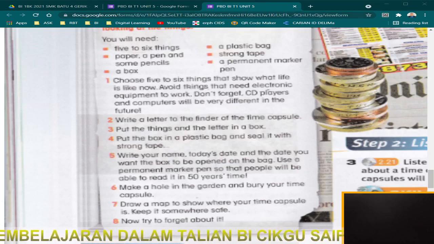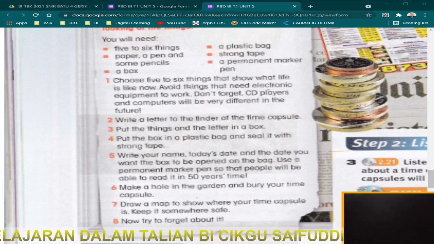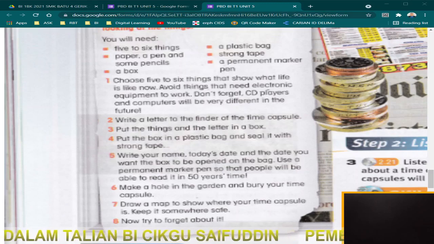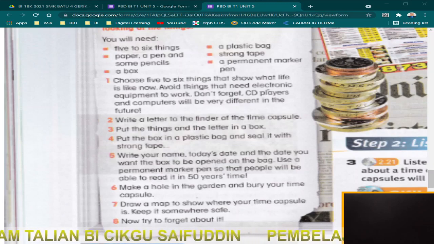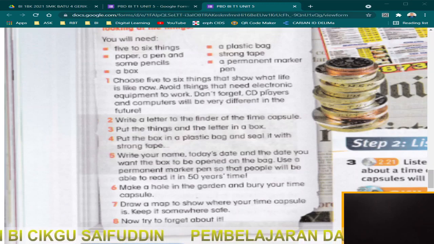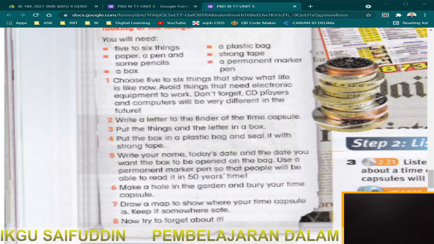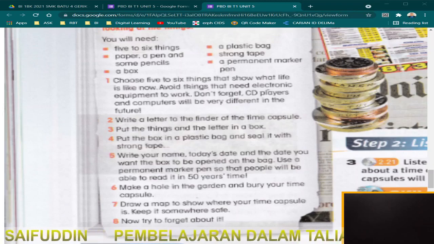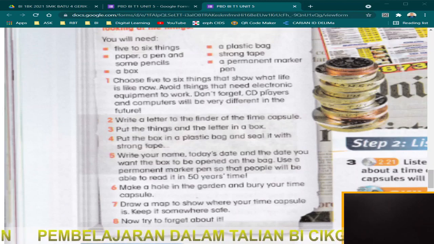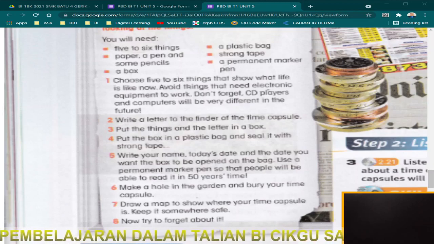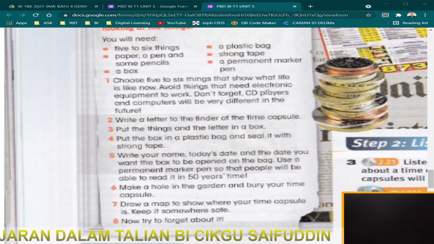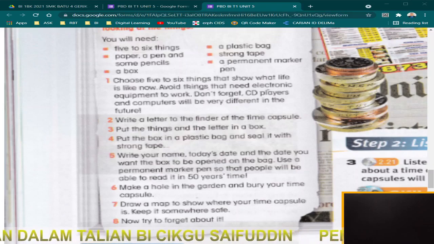And then number 5, write your names, today's date and the date you want the box to be opened on the bag. Use a permanent marker pen so that people will be able to read it in 50 years' time. Okay, tulis menggunakan permanent marker pen, supaya mereka boleh lihat dia 50 tahun akan datang. Number 6, make a hole in the garden and bury your time capsule. So, kita kena tanam dia di dalam tanah. Boleh ke tanam di tempat lain? Boleh. Okay, as long as kita boleh tahu di manakah tempat kita simpan time capsule tersebut.